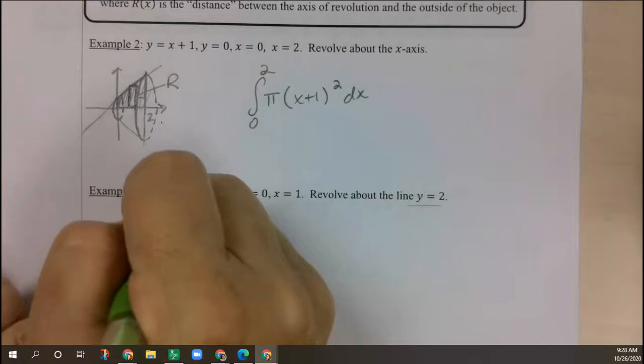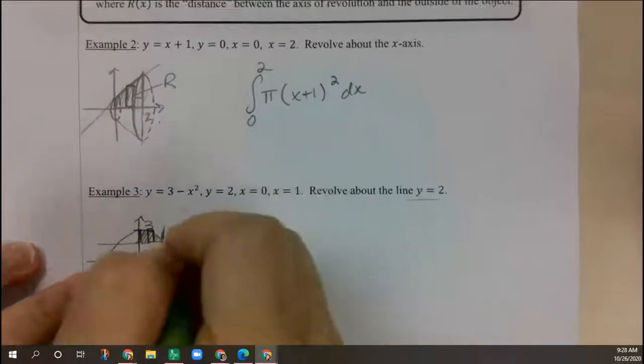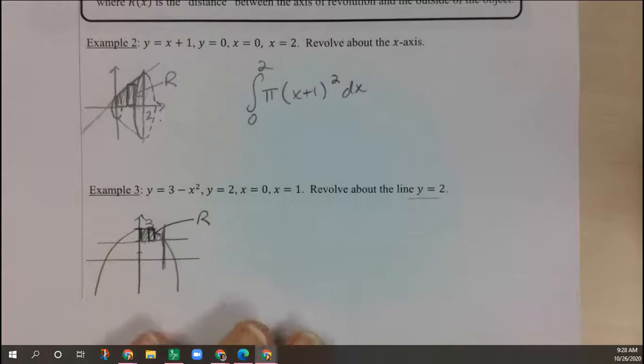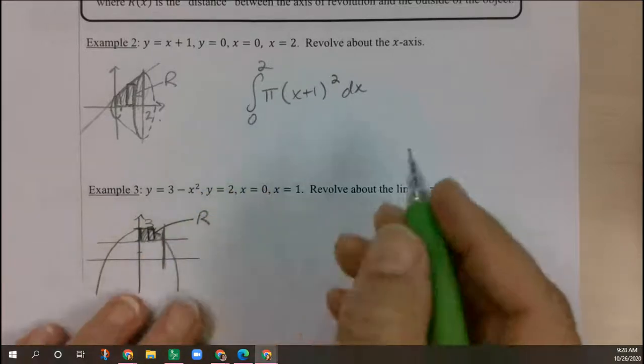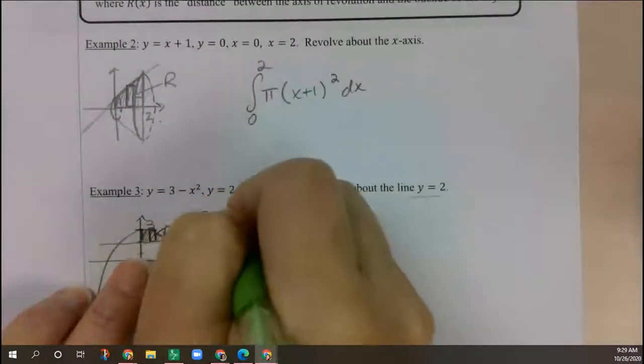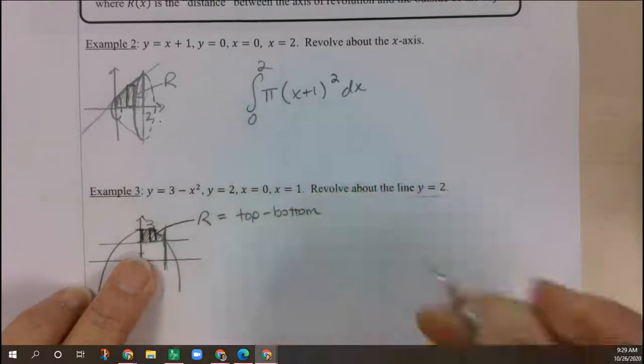I'm going to draw in a rectangle. Now this time it's going to be a little bit different, finding the length of our radius. Remember, the base of the rectangle is going to give me a radius. And kind of like we talked about with area, the length of your radius is going to be top minus bottom.